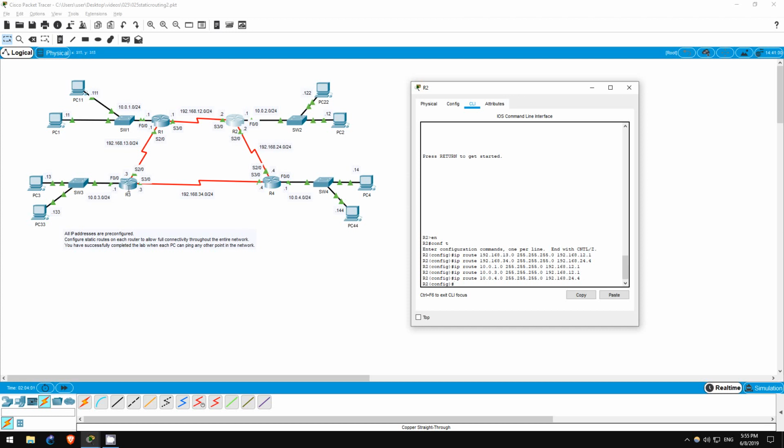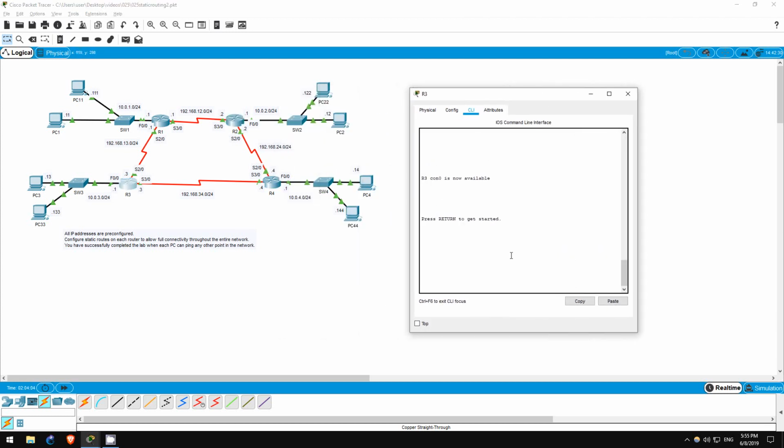Now let's configure the routes for R3. R3 requires routes to 192.168.12.0/24, 192.168.24.0/24, 10.0.1.0/24, 10.0.2.0/24, and 10.0.4.0/24. Enable, conf t. IP route 192.168.12.0, 255.255.255.0, 192.168.13.1. R1 is the next hop.